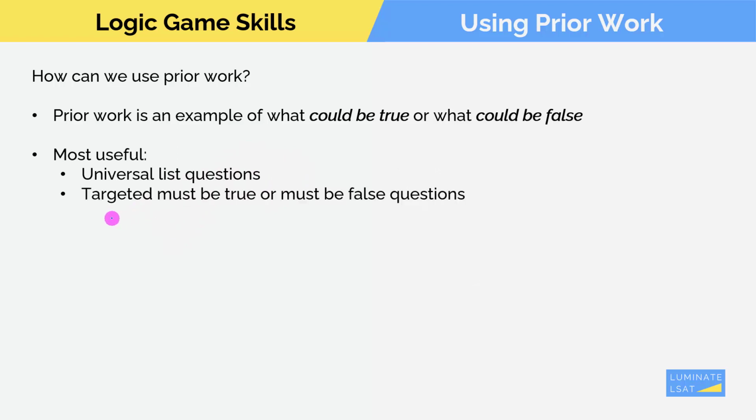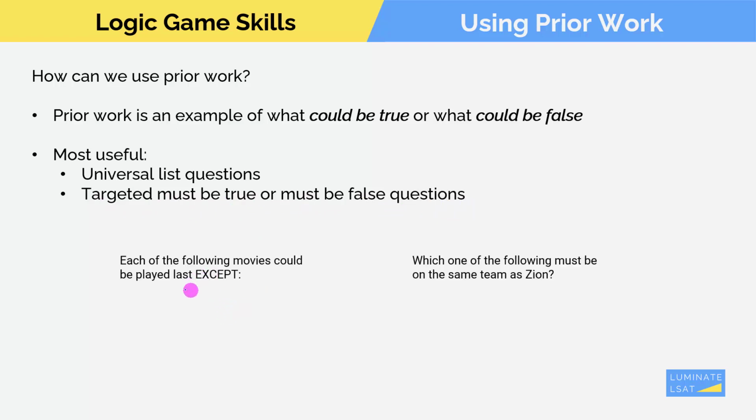Now, the second kind of question that prior work is extremely useful on is what I think of as targeted must be true or must be false questions. So here's what I mean by that. Take a look at these question stems. The first one here says each of the following movies could be played last except. So you could think of this as a must be false question. The correct answer is going to be a movie that cannot be played last.